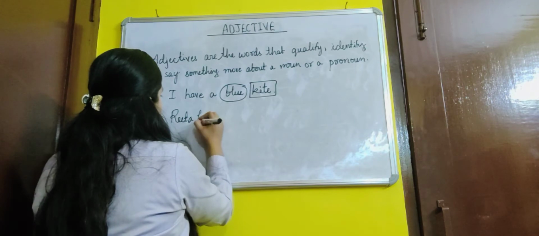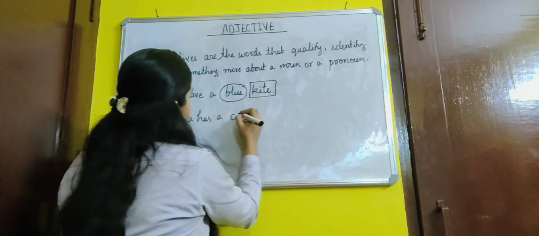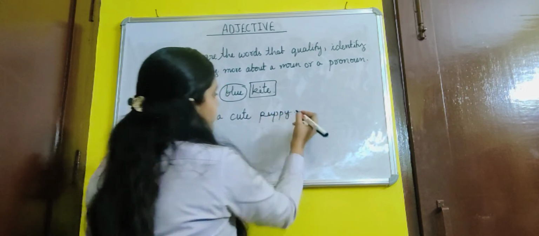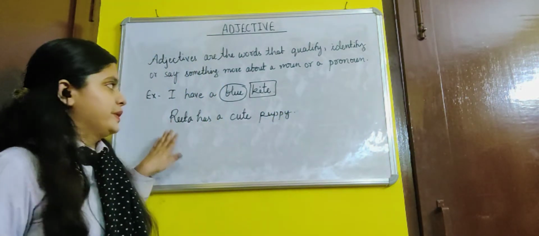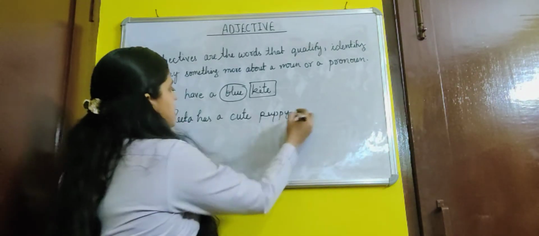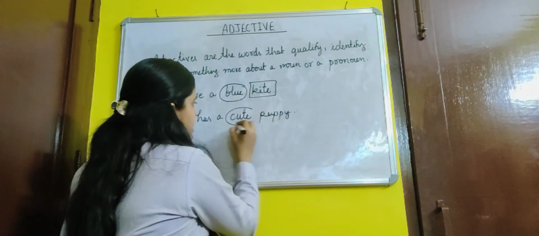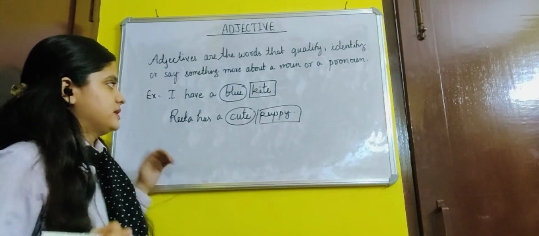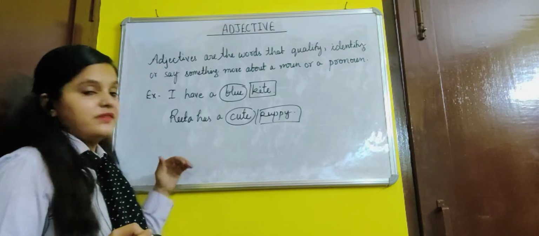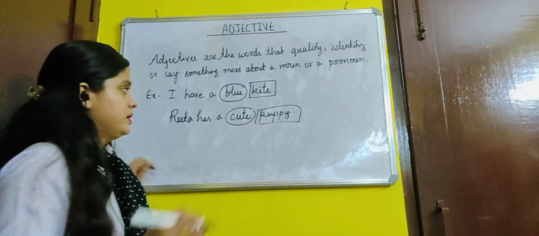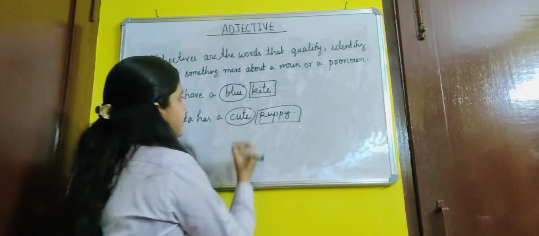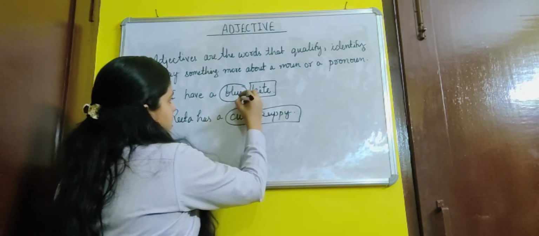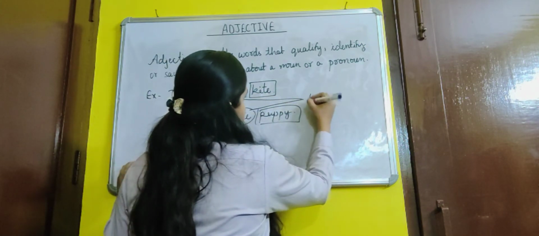Rita has a cute puppy. Okay, so Rita has a puppy, and the word cute is telling us more about the puppy. It is giving us more information about the puppy. Okay, so this word is a noun. So the word blue and the word cute are adjectives.